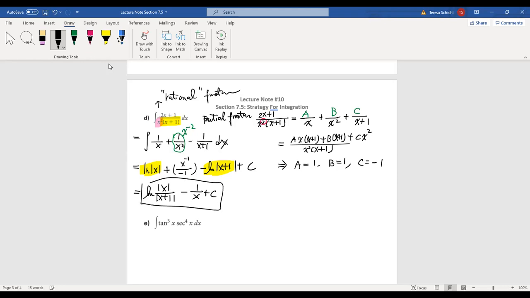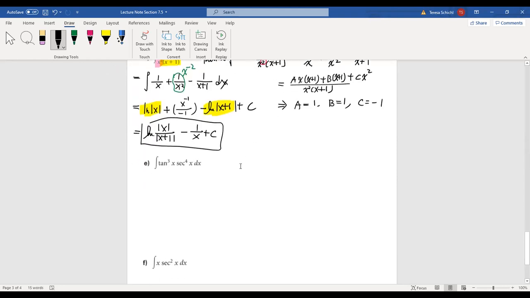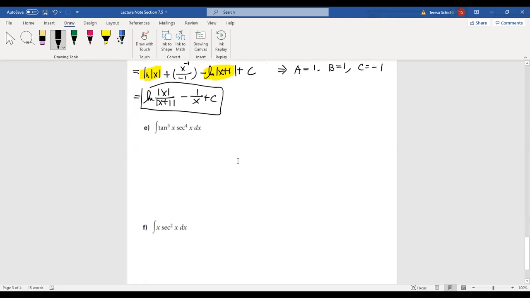All right, so let's take a look at the next one here. Tangent x and secant x. Immediately I see this is a tangent and secant combination, so I know these are trig integrals. I need to use the trig identities here, right? So I have secant to the 4th. We love it when secant has an even power, right? So you immediately know you will have a tangent cubed, then you will have secant squared x, secant squared x dx.